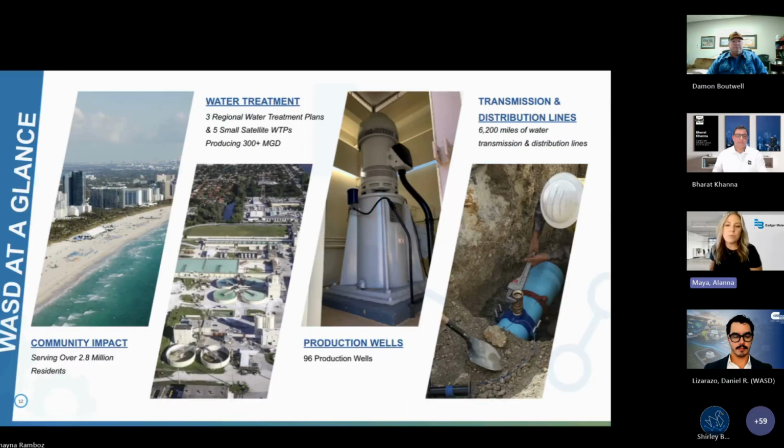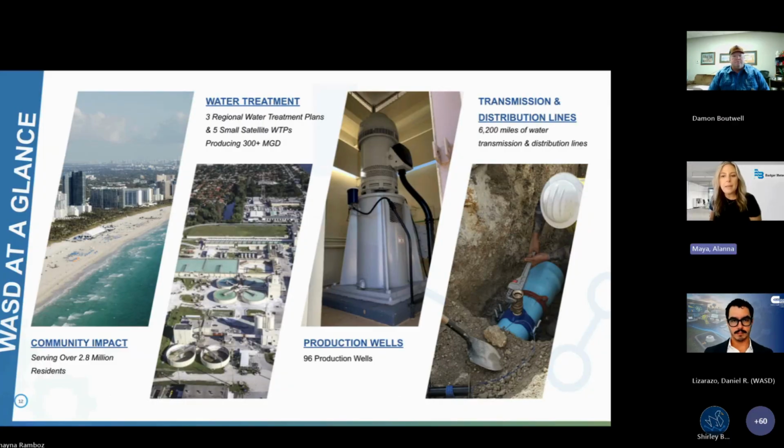And so now to move into the smart metering implementation details from our speakers. Our first speaker is Daniel Lazaro. He's the AMI Program Director at Miami-Dade County Water and Sewer Department. And I will turn it over to Daniel.